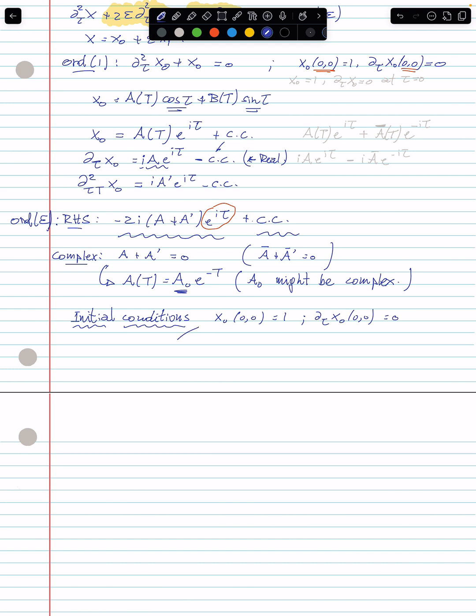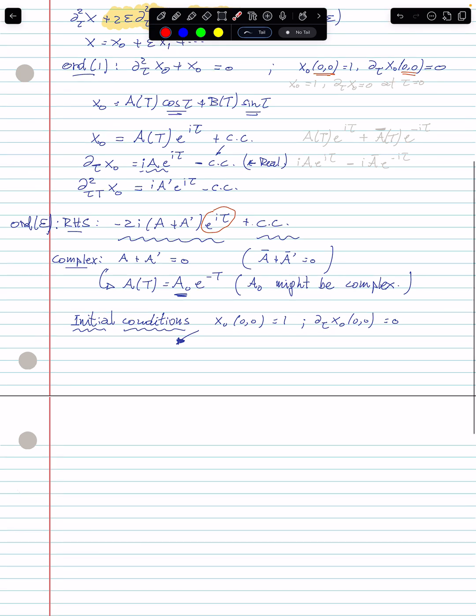All right, so the first one, we'll just say that in the expression for x0, which is here, we need to replace capital T and tau, both of them by 0. So what we have is, when the time capital T is 0, this is a0 here, multiplied by the exponential of 0, that's 1, plus the complex conjugate, that is equal to 1.